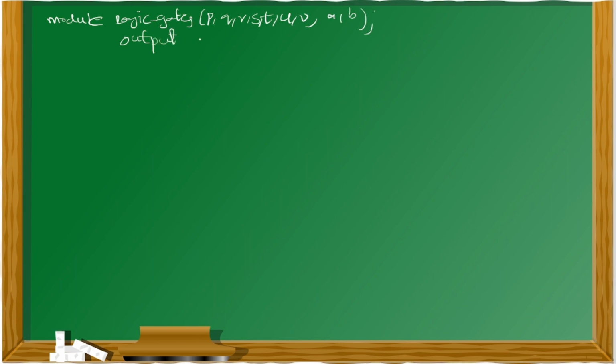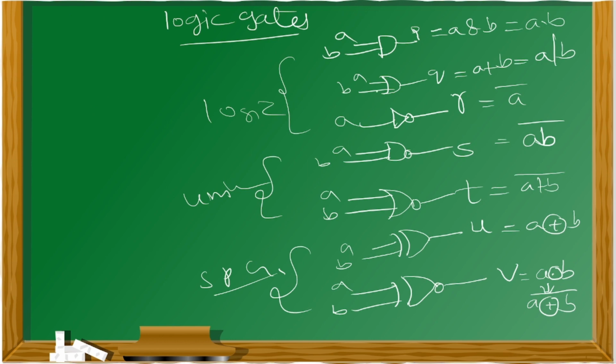Outputs are p, q, r, s, t, u, v, and inputs a, b. See, now we are writing gate level modeling. For gate level modeling, for each gate we are having primitives. For AND gate, AND is a primitive. For OR gate, OR is a primitive.